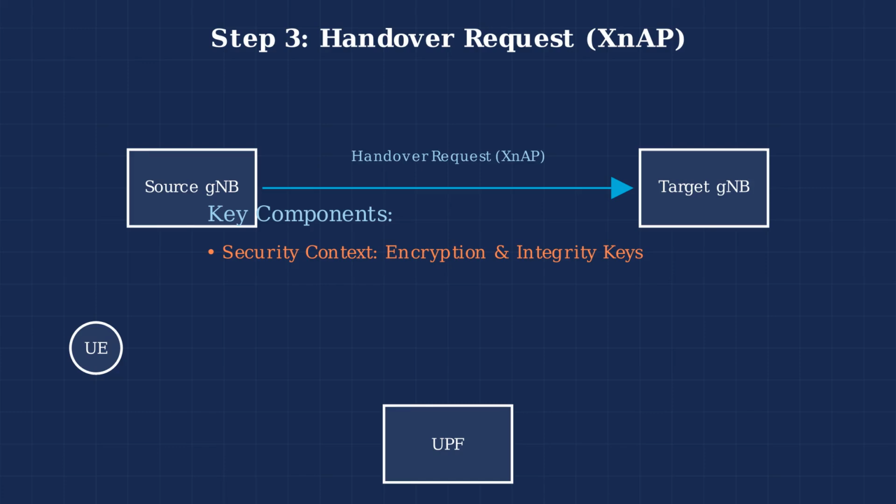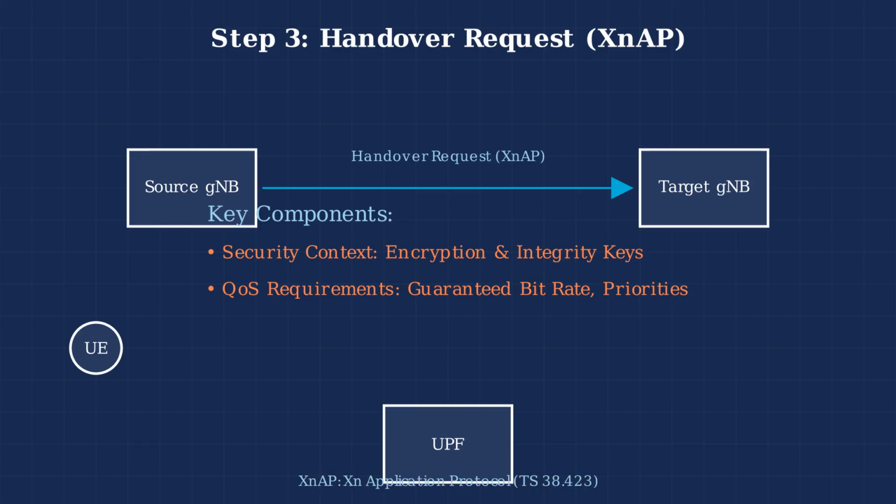The security information includes encryption and integrity protection keys to maintain secure communications during and after handover. QoS requirements ensure that the target GNB can provide the same service quality for the UE's ongoing sessions. This entire exchange occurs using the XN Application Protocol, or XnAP, as defined in Technical Specification 38.423. Once the target GNB receives this request, it will evaluate whether it can support the UE's connection with the required service quality.